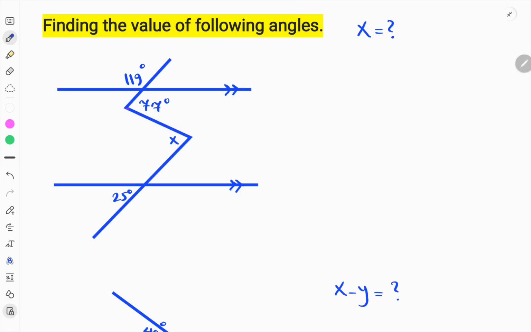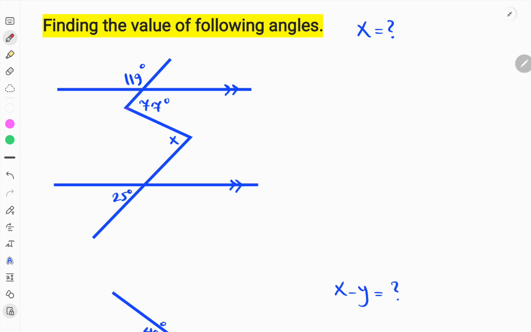My name is Neil and in today's video we'll explore the different types of angles and learn how to calculate their values. Let's dive into that. Okay, for the first question, you can see a figure and there are some values for different angles and we are looking for the value of x.